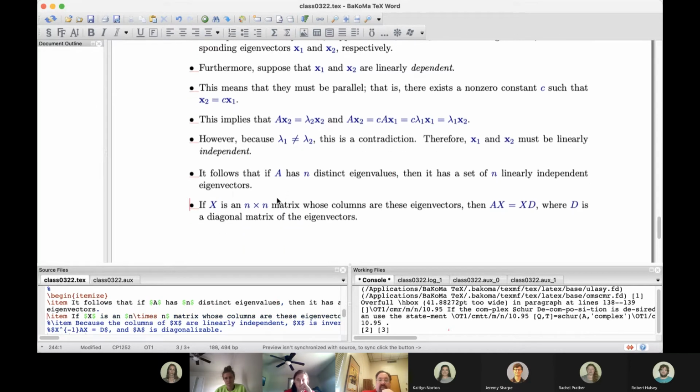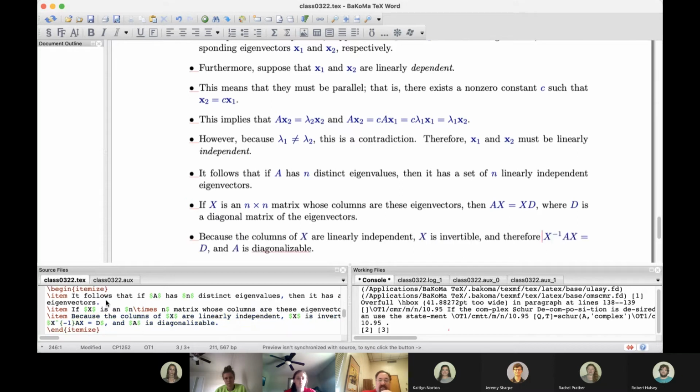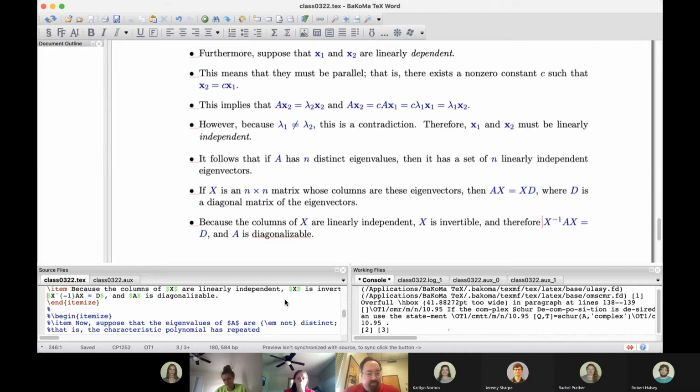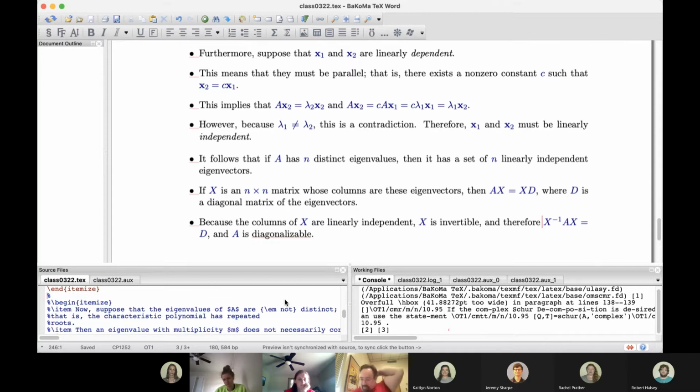So if capital X is a matrix whose columns are these eigenvectors, you have this relationship. And since the columns are linearly independent, X is an invertible matrix. So now we have this relationship, and we can say that A is diagonalizable. So any matrix at all, normal or not, that has all distinct eigenvalues is diagonalizable. At least that's one large category of matrices for which we can make that claim.